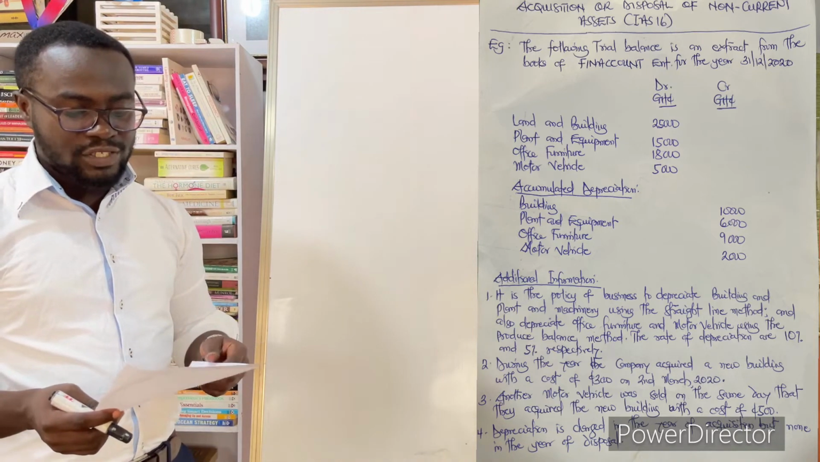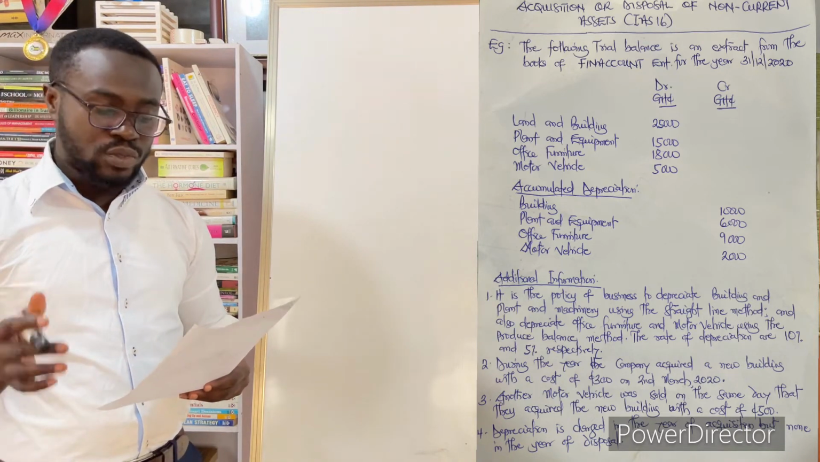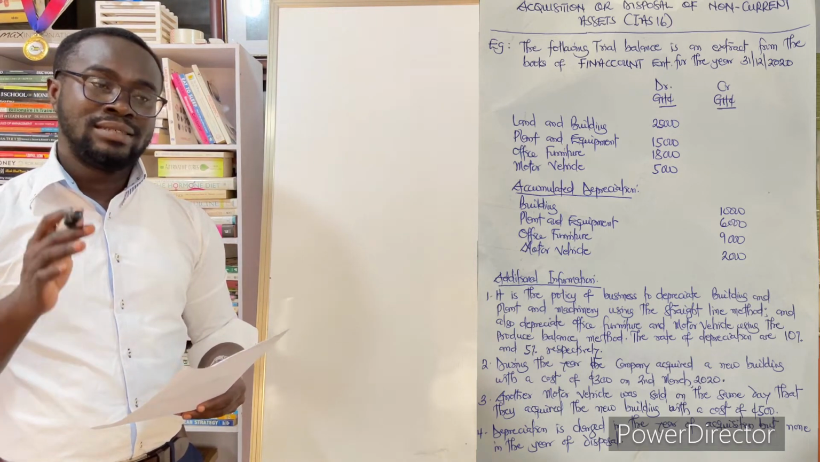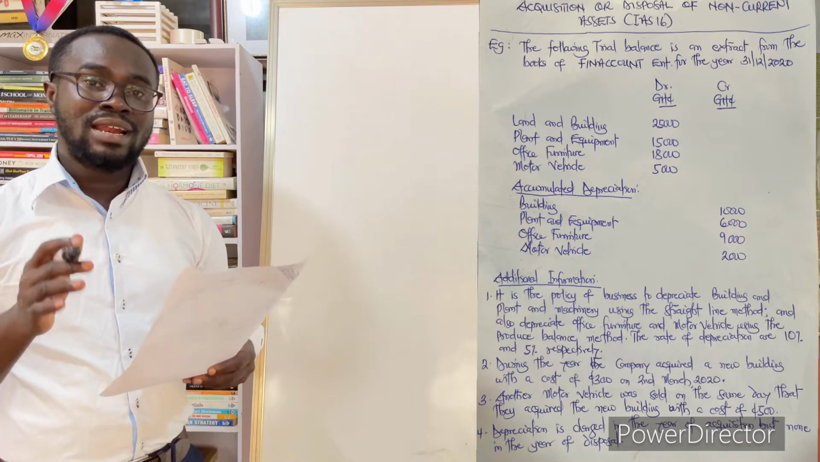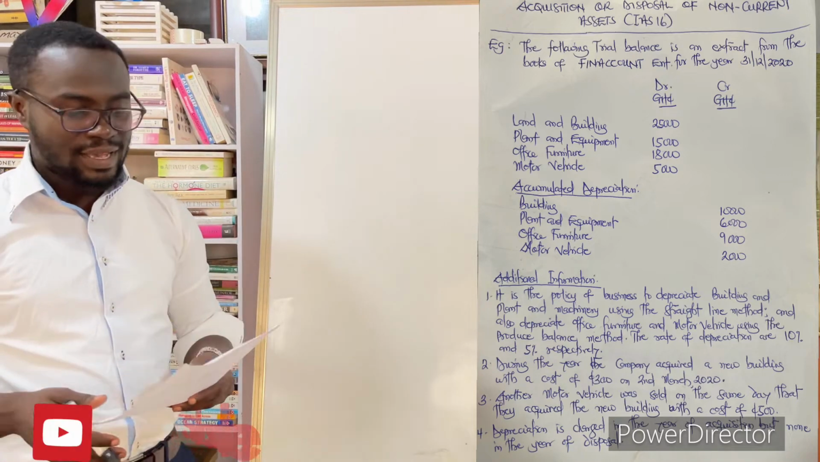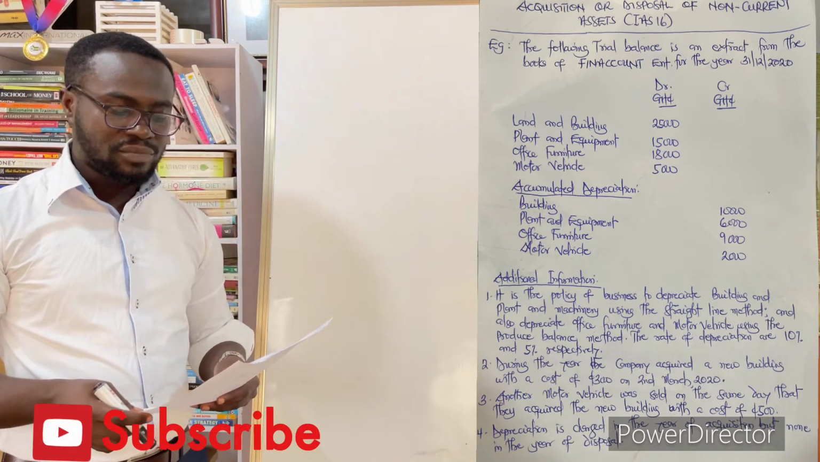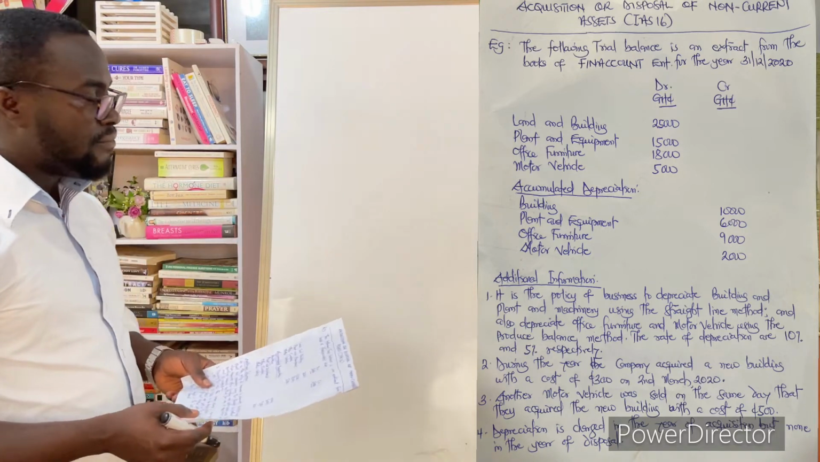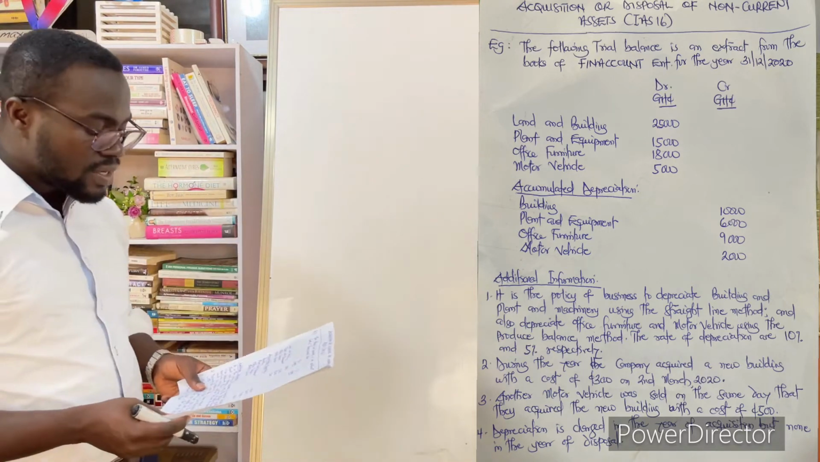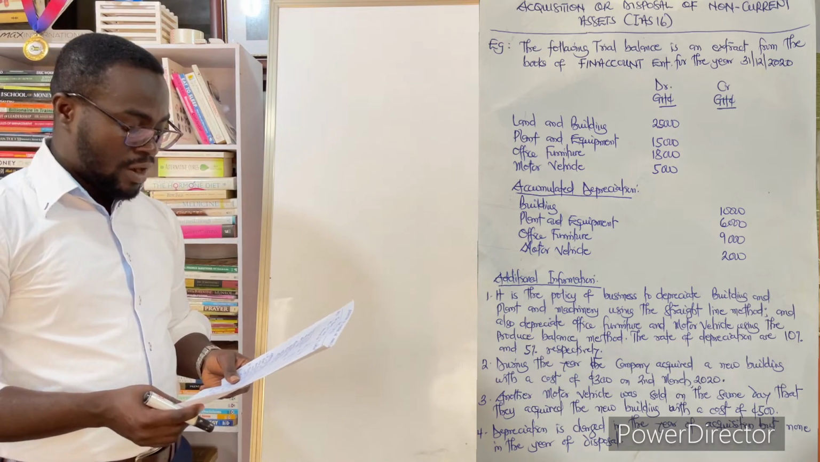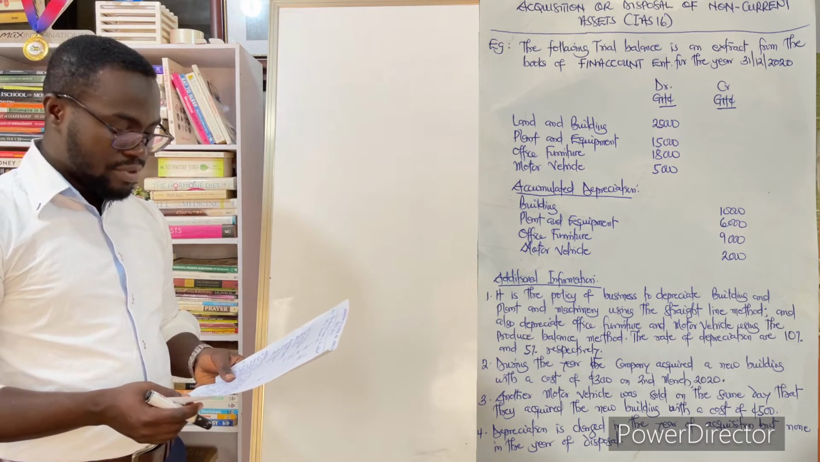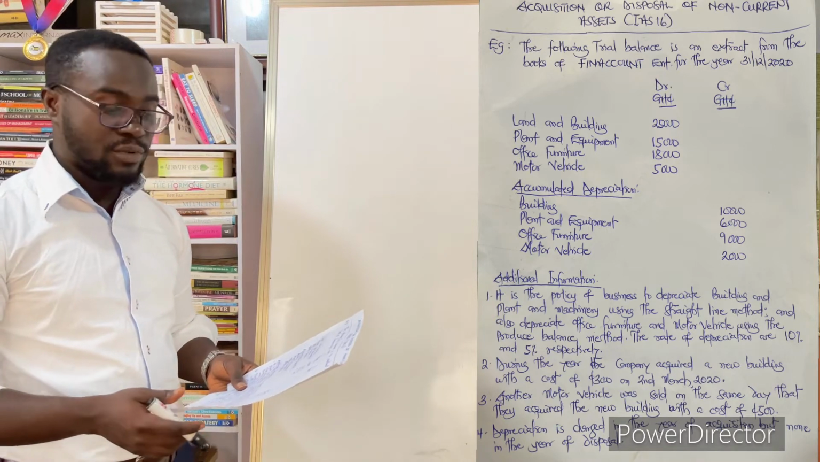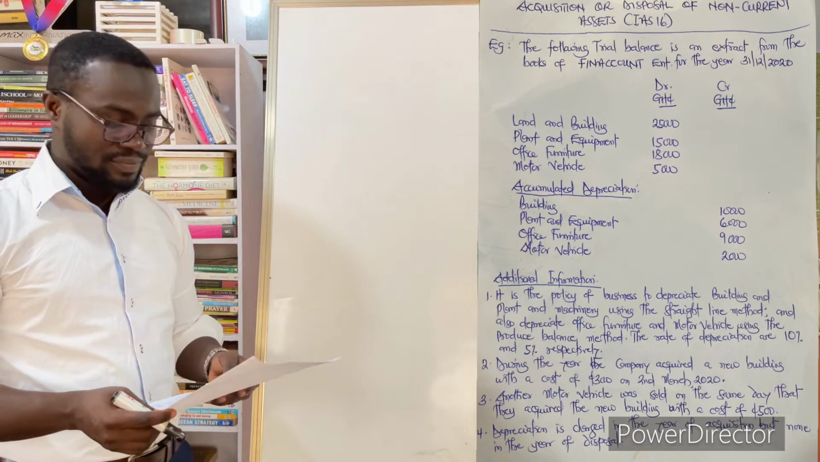We have land and building 25,000. That is the cost of land and building, 25,000 at the debit. The reason why it's at the debit is that non-current assets have debit balances. Plant and equipment 15,000, office furniture 18,000 and motor vehicle 5,000. We have the accumulated depreciation: building 10,000, plant and equipment 6,000, office furniture 9,000, and motor vehicle 2,000.